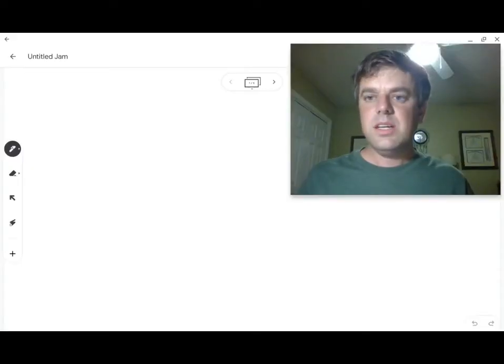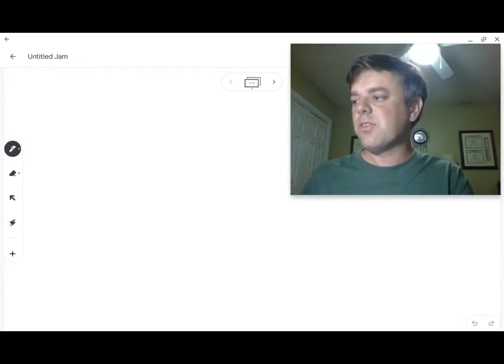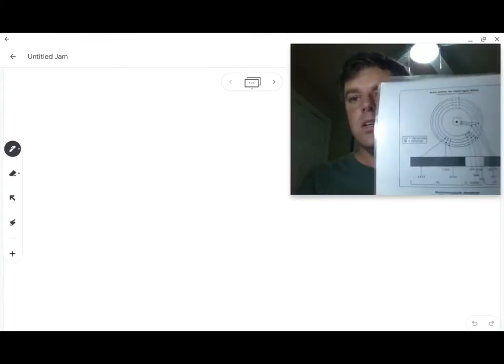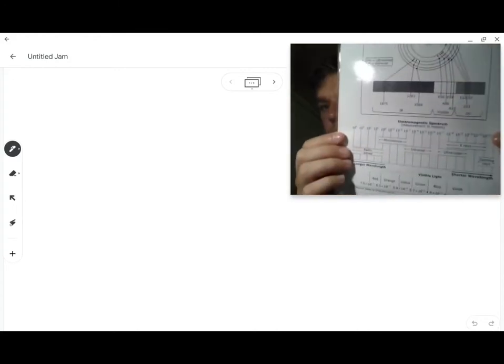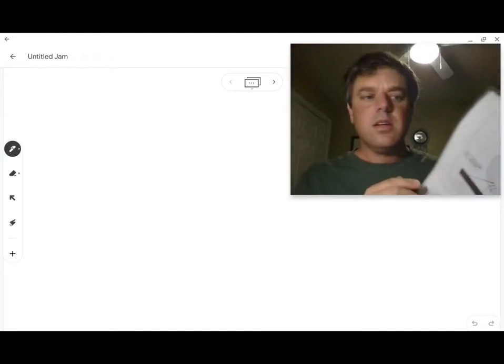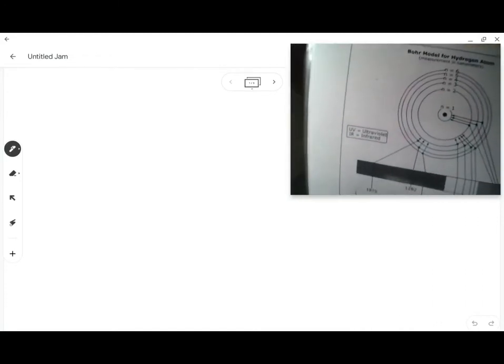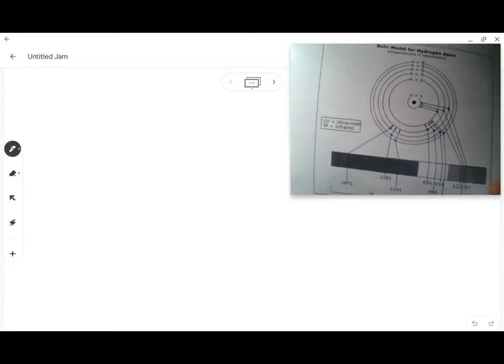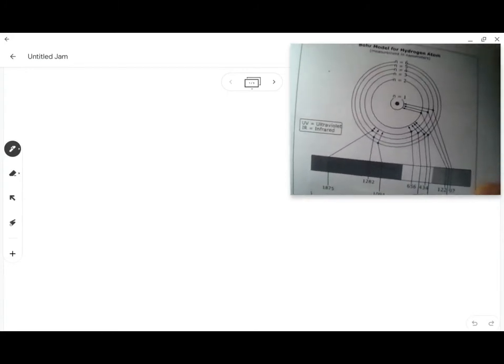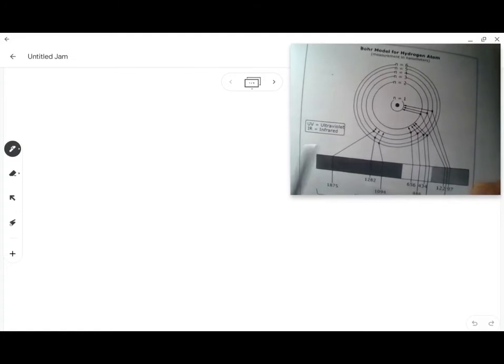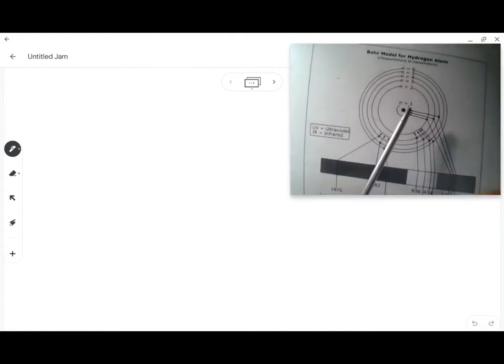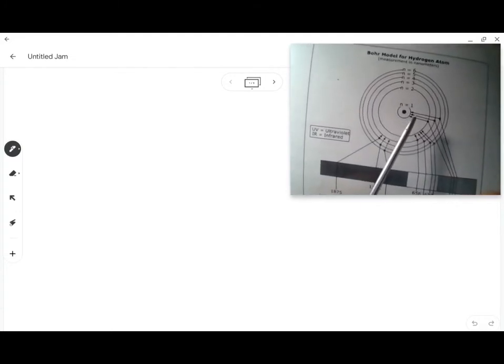So now that we have looked at the emission spectra, what I want to show you is focused on the back page of your chemistry reference tables. That would be this lovely document right here. Because on this, there is the Bohr model for the hydrogen atom. And what you can see on this chart is the different energy levels that an electron can be in within the hydrogen atom.